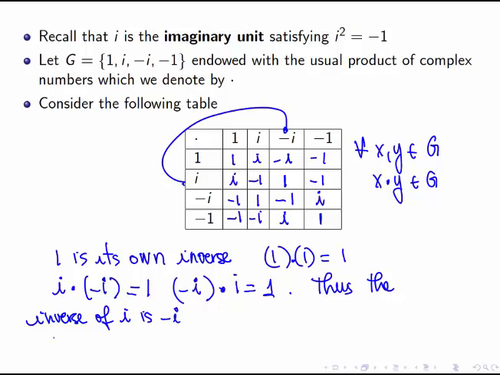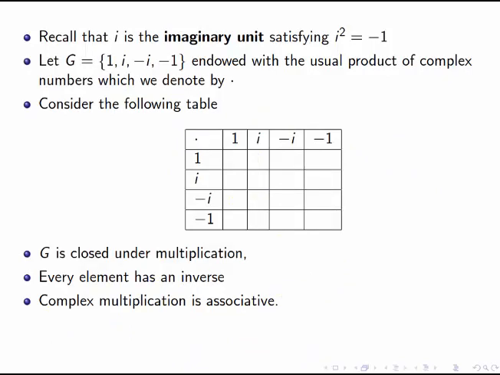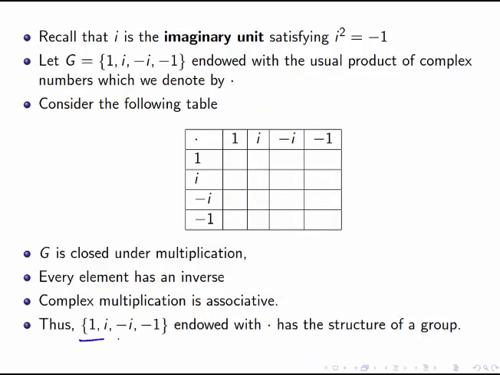What about -1? -1 times -1 is 1. Therefore, -1 is its own inverse. So every element in this set has an inverse. Okay, so the set is closed under taking inverse. And complex multiplication is associative. Let's take this for granted. This set endowed with complex number multiplication has the structure of a group. So that's another example of a group.